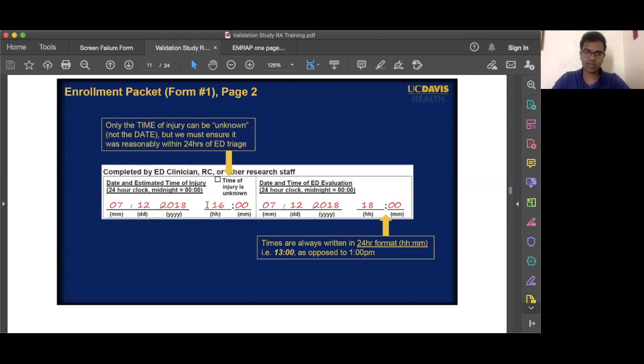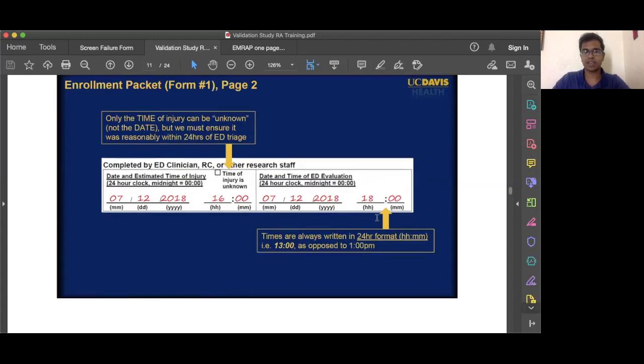Otherwise, this should be filled in. And the date should always be filled in because it has to be within that 24-hour range. And right on the side of it is the date and time of ED arrival. And that's something that can be found in the chart.